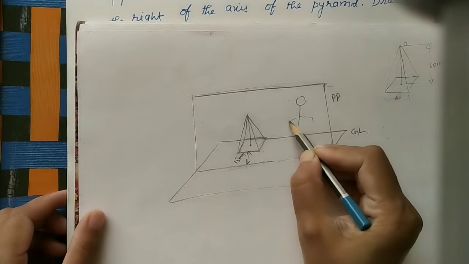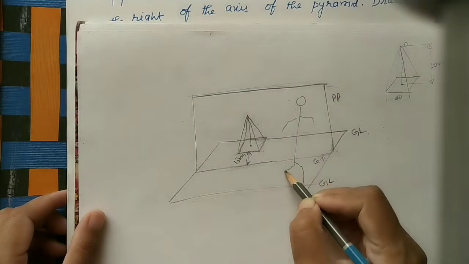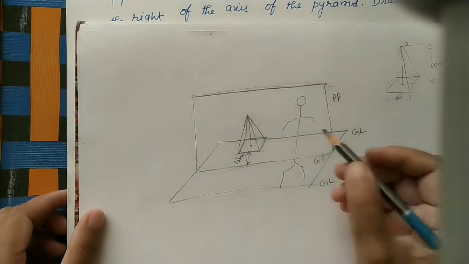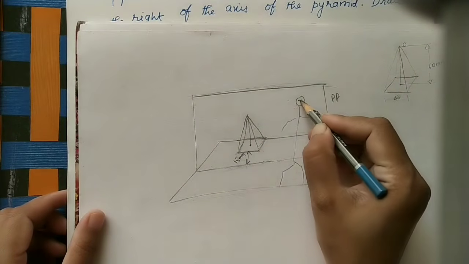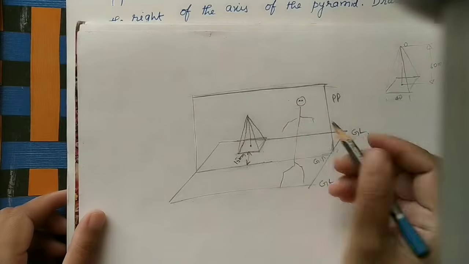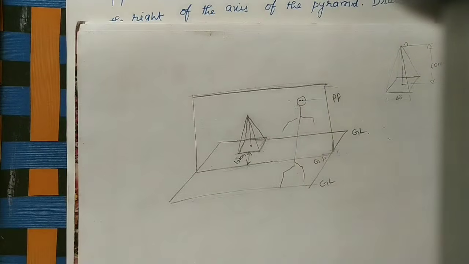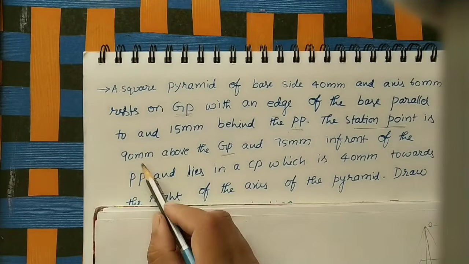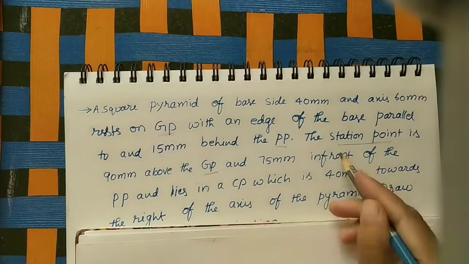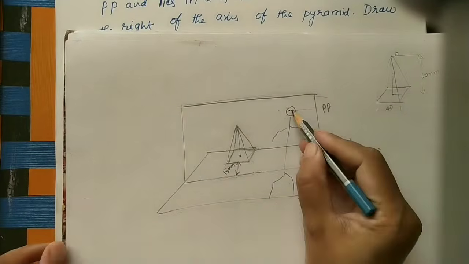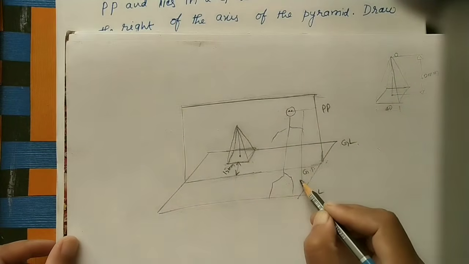Okay, roughly like this. He is standing on the ground plane. His eye is the station point, and he is watching this solid. The station point is how much distance from GP? 90 mm above the GP. So his eyes are 90 mm from the ground plane like this.